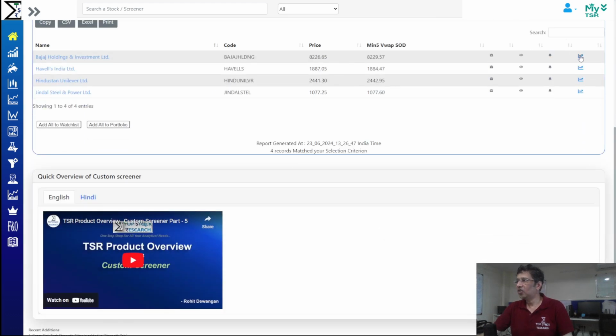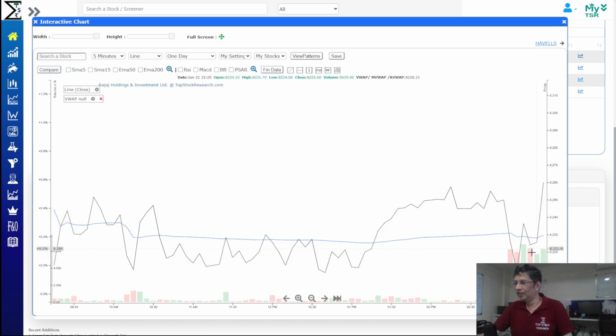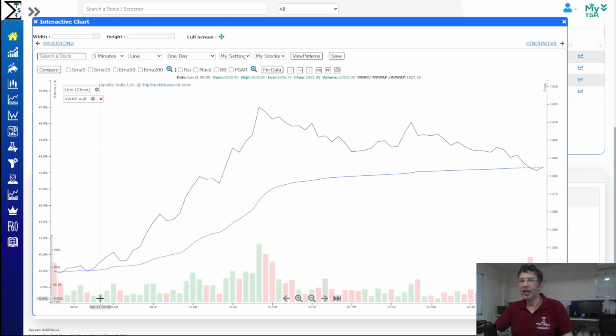Okay, whenever the price is crossing above VWAP, that means there is a change of direction. For example, in this case, the price crossed above VWAP, the direction moved up, came down, and again, at the last tick of the day, it has moved up. Next example is Havells. Over here there was a crossover and then it moved up.